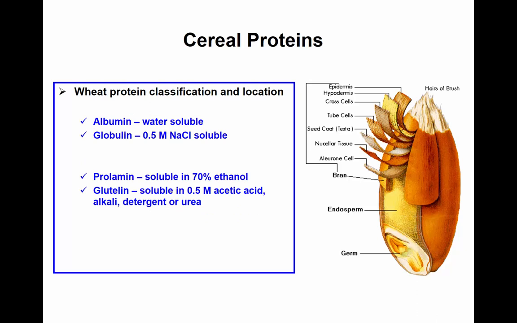So again, what I said about the Osborne fractionation, here are the proteins in your wheat. Albumins are water soluble, globulins are salt soluble, and then you have your prolamin and prolamin-like. Prolamin-like is your glutelin. Prolamin is soluble in 70% ethanol. Your glutelin you solubilize either in acid or alkaline, and you usually add additional solubilizing agents, either a detergent or urea. But for example in our lab, we add beta-mercaptoethanol.